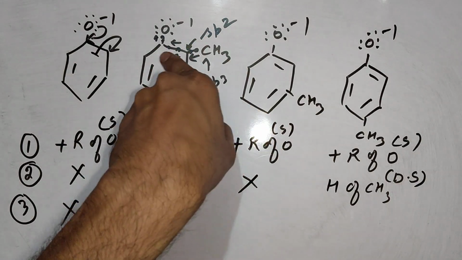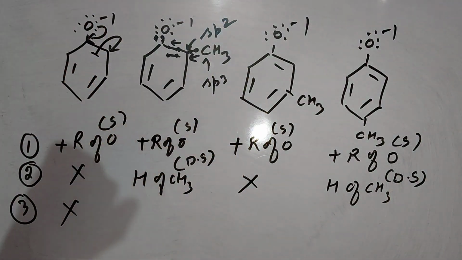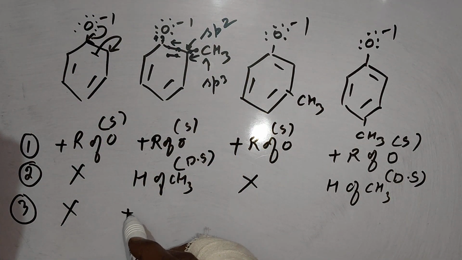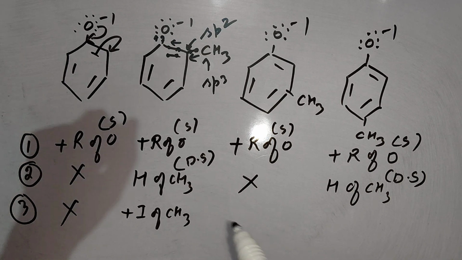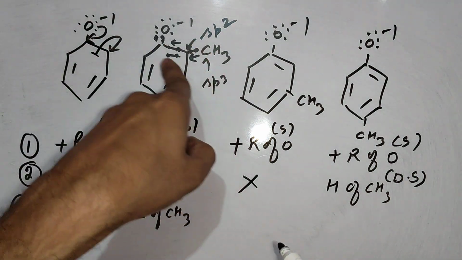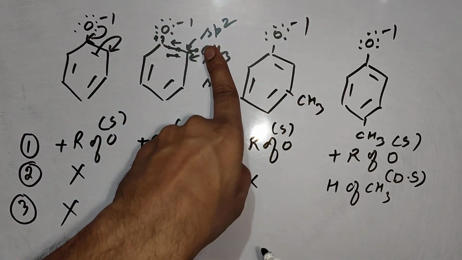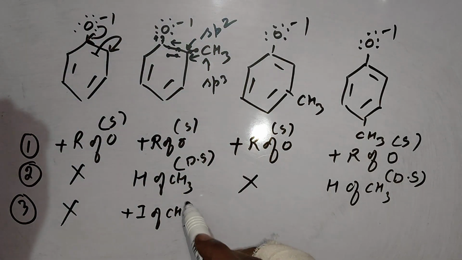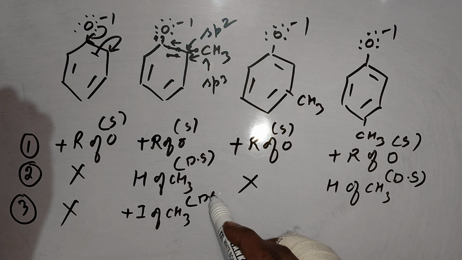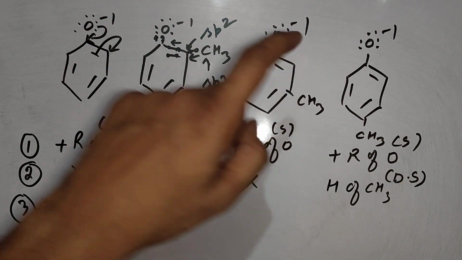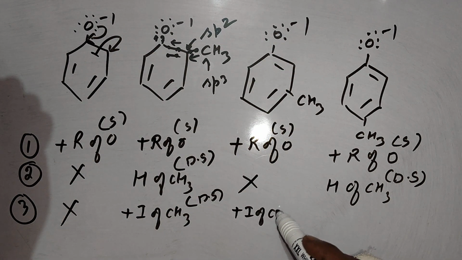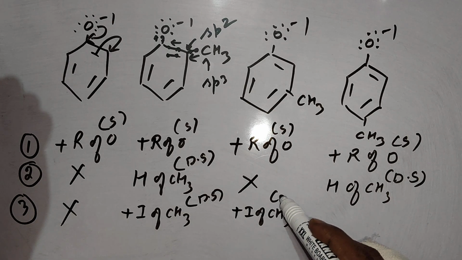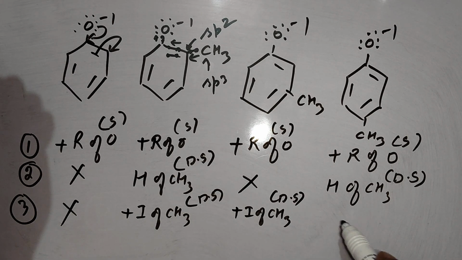CH3 group is losing electrons, so which effect is it? Plus I effect. Plus I of CH3. And obviously it is a destabilizing factor because it is going to increase the negative charge of oxygen. So it's a destabilizing factor. It is also available here, plus I of CH3, a destabilizing factor.